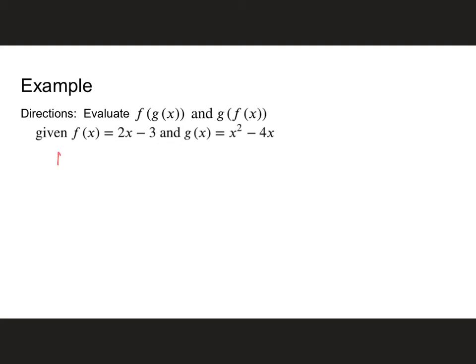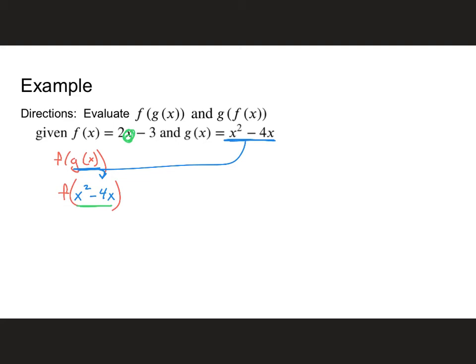So we're going to do the first one first. We're going to do f of g of x. Now, we're going to take g of x and say f of, and in that, we're going to put in g of x. g of x is equal to x squared minus 4x. So we're going to plug that in. Every time we see an x in function f, we're going to replace it with x squared minus 4x. So what does that give me?